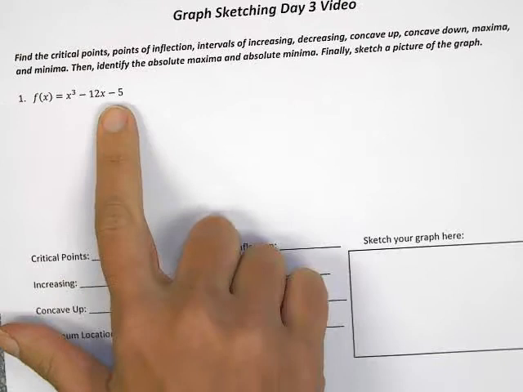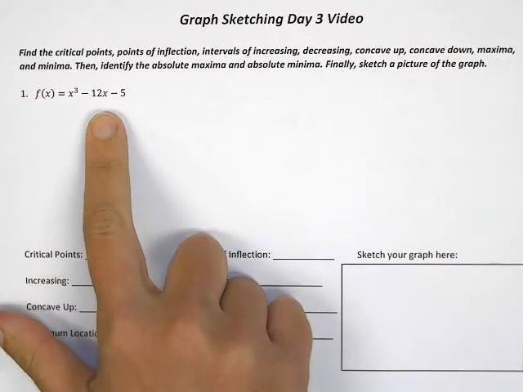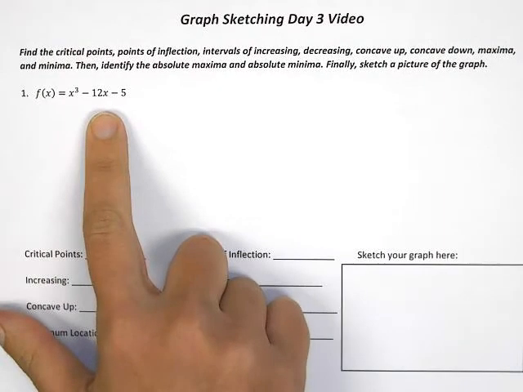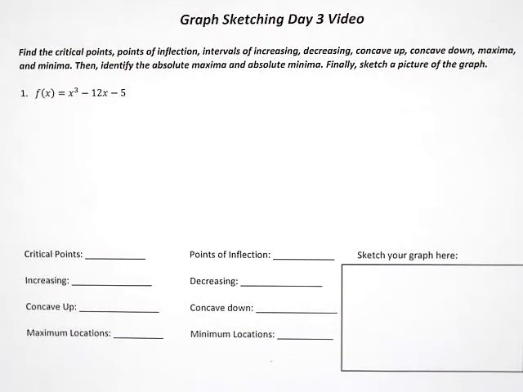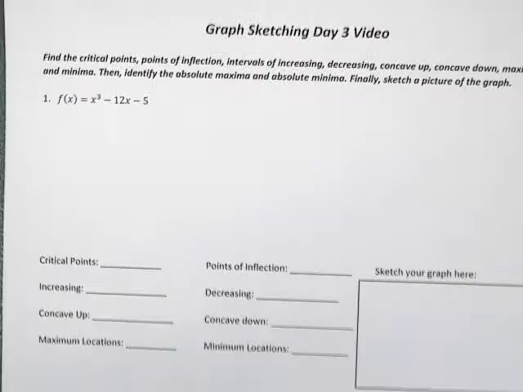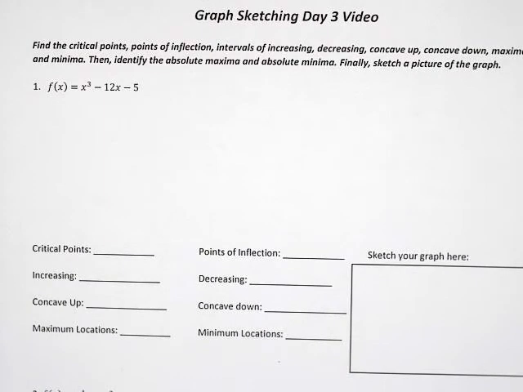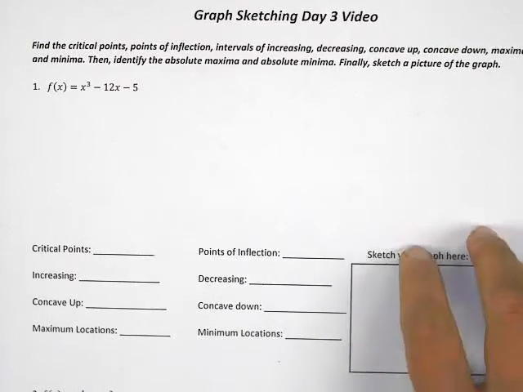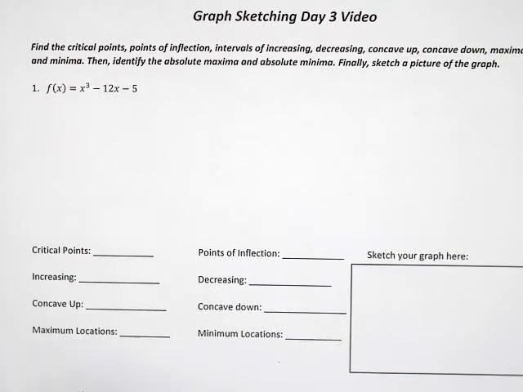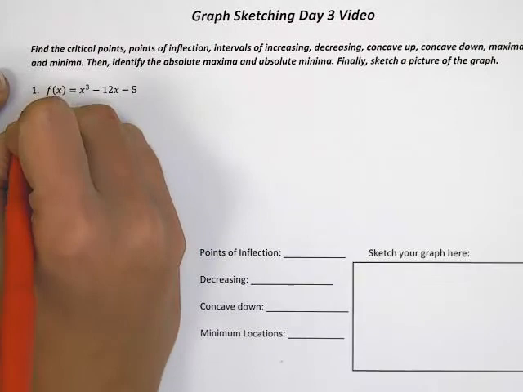So if I told you, hey, sketch me a picture of x cubed minus 12x minus 5, you guys would probably say, well, I know it's a cubic, but other than that, it's pretty hard to sketch that picture without some more information. So what we're going to look at today is how to use all of this other information to actually make a very complex and accurate picture of the graph. So if I give you a problem like this and I say, tell me all of this information and sketch a graph, you're going to start immediately by just taking the derivative.